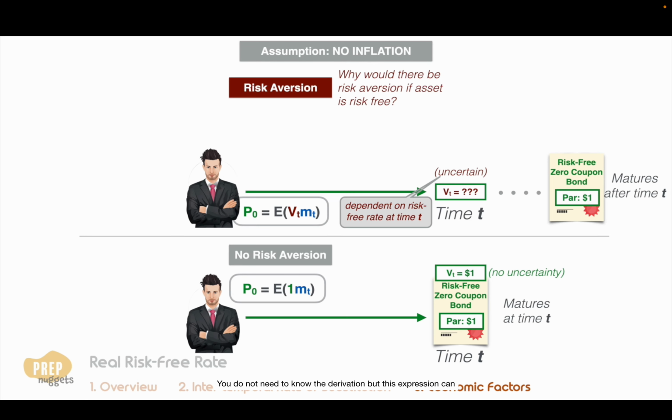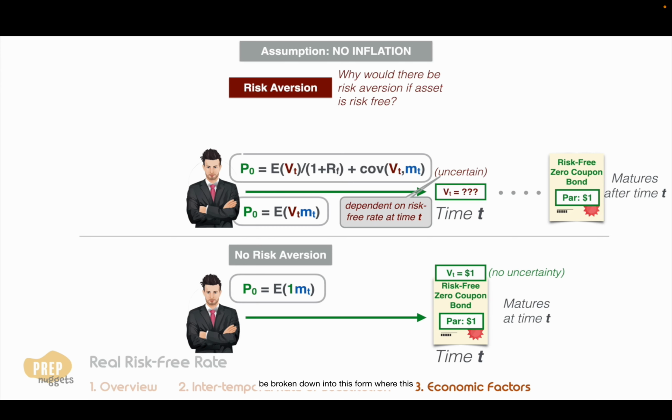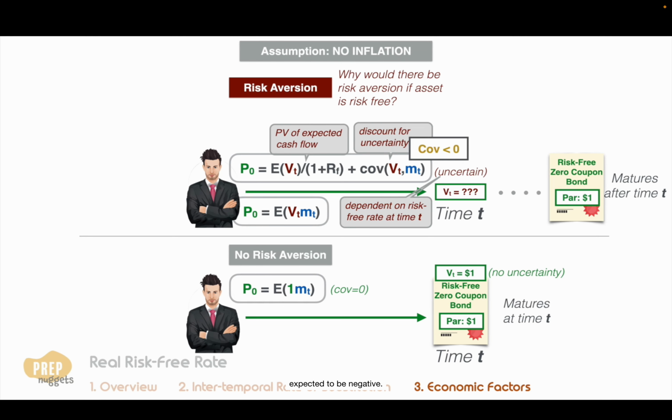You do not need to know the derivation, but this expression can be broken down into this form, where this first term is the PV of the expected cash flow discounted at the risk-free rate, and this covariance term is the discount for the uncertainty in cash flow. For a one-period default-free bond, the covariance term is 0 because there is no uncertainty. In general, with risk-averse investors, the covariance term for most risky assets is expected to be negative.